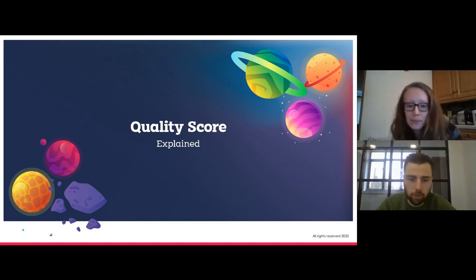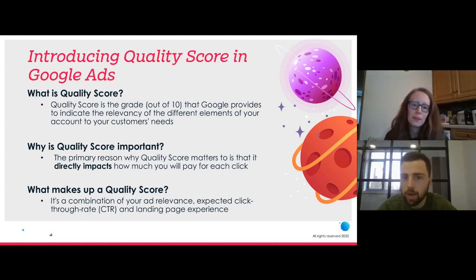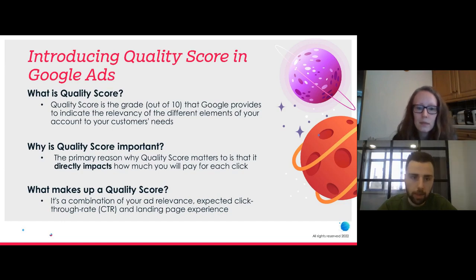Okay, so I'll just go through this quickly. So quality score. This is really important in terms of when you're doing your search ads. So quality score is a grade out of 10 that Google provides to indicate how relevant the different elements of your account are to the customer's needs. And the quality score directly impacts how much you pay per click as well. So it's a combination of ad relevance, expected click-through rate, and landing page experience, which we'll touch on a bit more in the other slides.